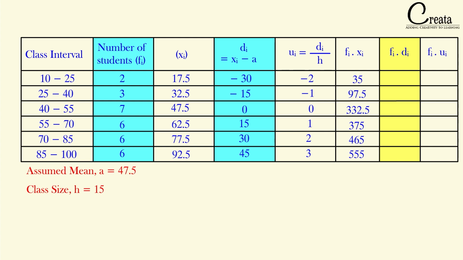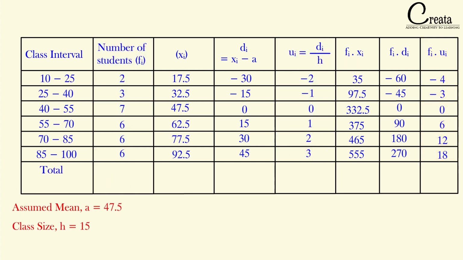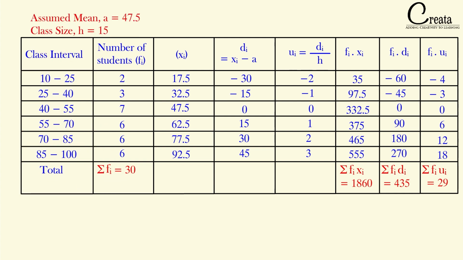Then we will multiply Fi into Di, these two columns. We will get all these values. And lastly, we will calculate Fi into Ui, that is, we will multiply these two columns. We will get all these values. We will add all the values of Fi into Xi, Fi into Di, and Fi into Ui. We will get the sum of these three columns. And also we will calculate the sum of Fi, that is, the addition of all these values. Once we got all these values, now we can easily apply all the three methods to calculate the mean.